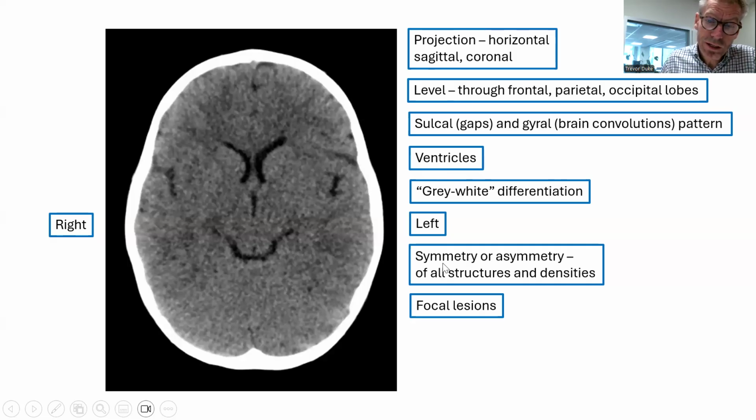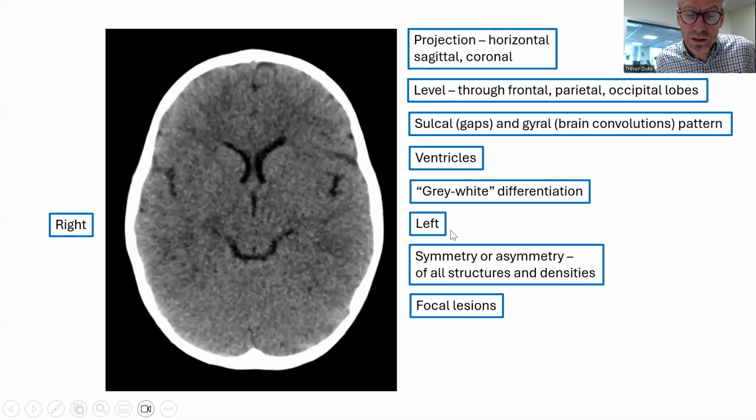Then you should be looking for whether there's symmetry or asymmetry of all the structures and all the densities. Is the grey-white differentiation roughly the same on both sides? Is there symmetry of the ventricles? Sometimes you get asymmetry because the patient's head is slightly tilted in the CT scanner, and if that's the case, then one ventricle will look larger than the other. You just need to understand whether or not there's an artifact of the head tilt in the CT scanner. It's the skill of the radiographer that the head is kept in the midline, so they get a very symmetrical CT scan.